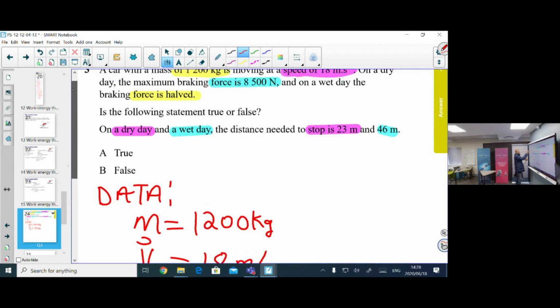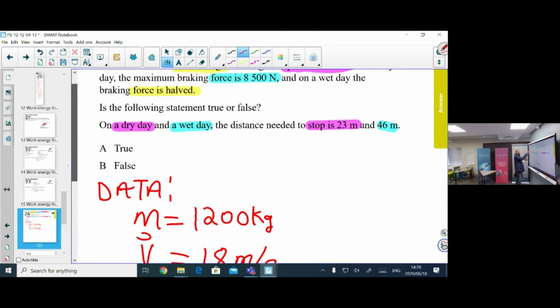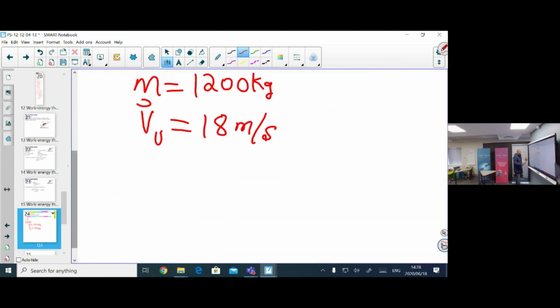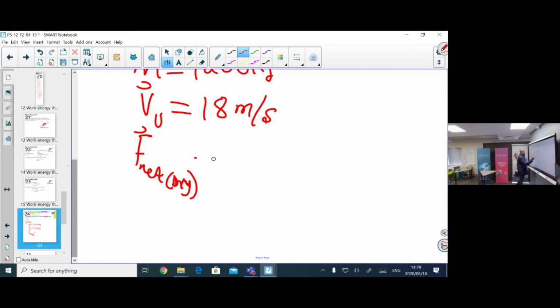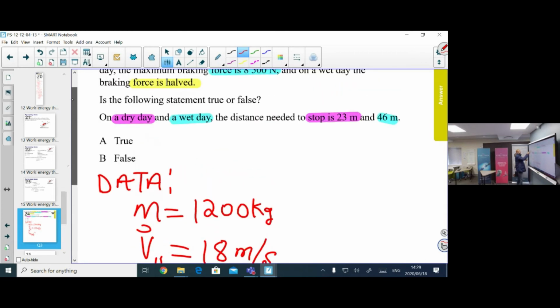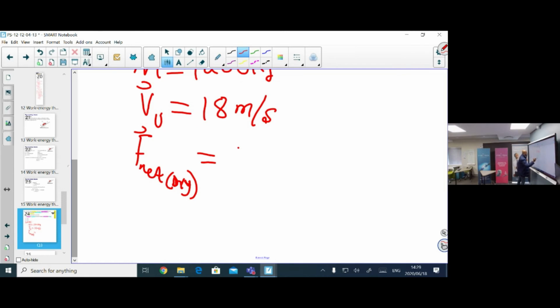We've been given a maximum braking force of 8,500 Newton. You have to say this is the F net. Let me say dry so that you can see. It's a dry day, which is equal to 8,500 Newton. This is the F net during a dry day.